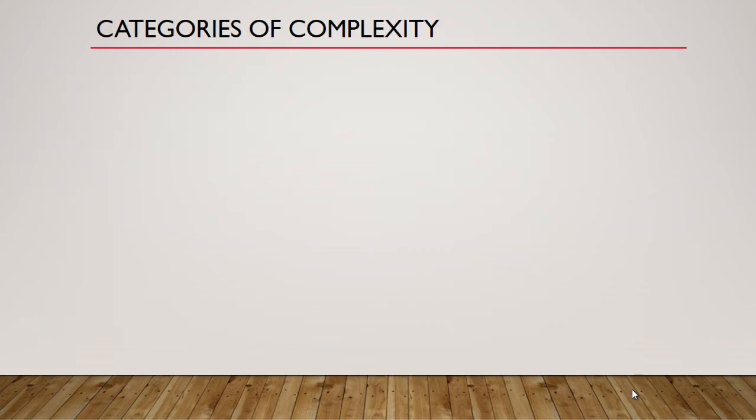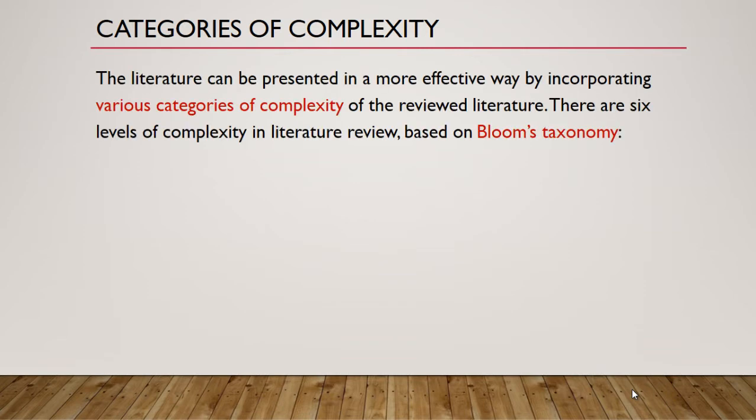In order to actually write an effective literature review, there must be some variation in how the facts within the literature are presented. So here, we are covering the categories of complexity. The literature can be presented in a more effective way by incorporating various categories of complexity of the reviewed literature. There are 6 levels of complexity in literature review based on Bloom's taxonomy.